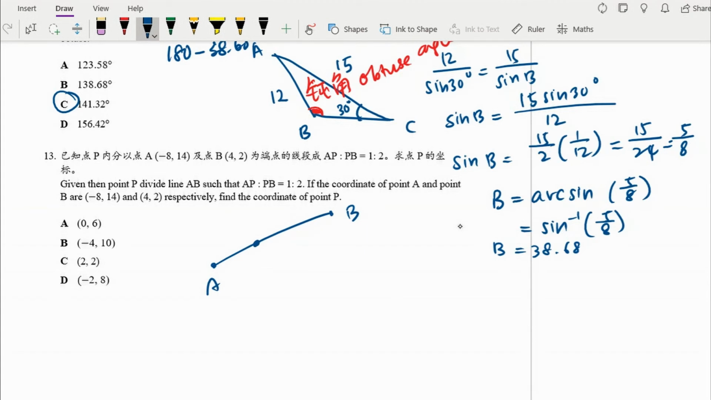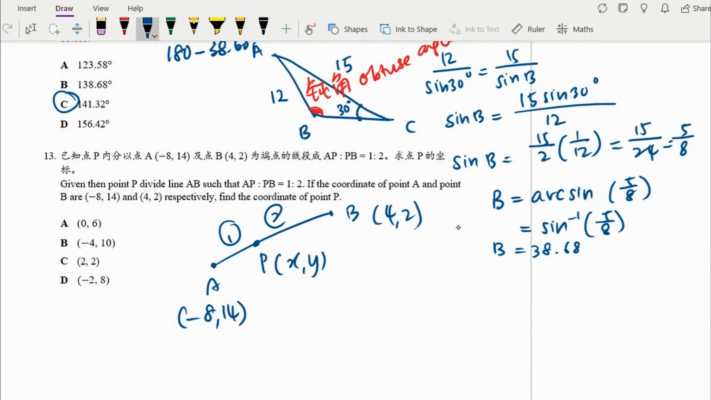This AP is one part, and the other part is 2, so 3 parts in total. A is (1, negative 14). P we don't know, so call it (X, Y). Then B is (4, 2). You want to find X. So this one is very easy. We just directly use the formula.